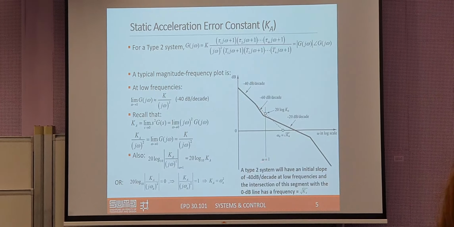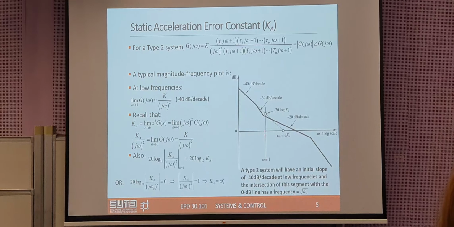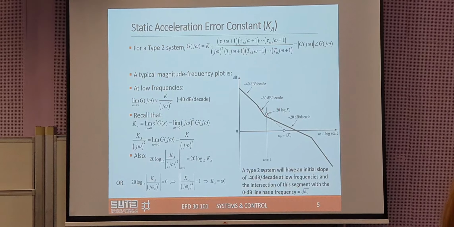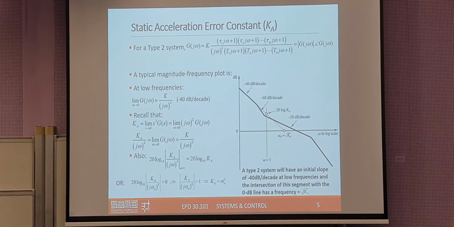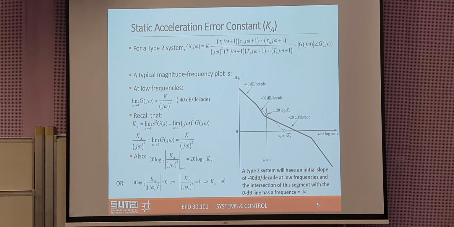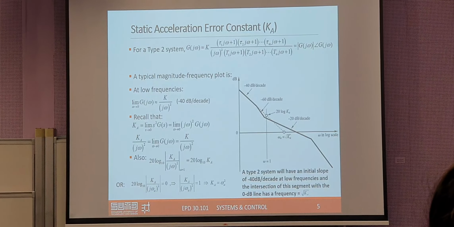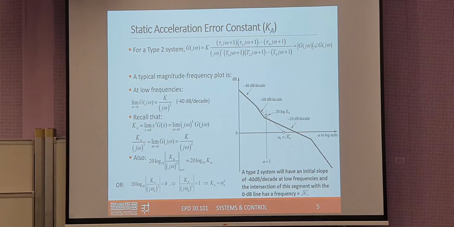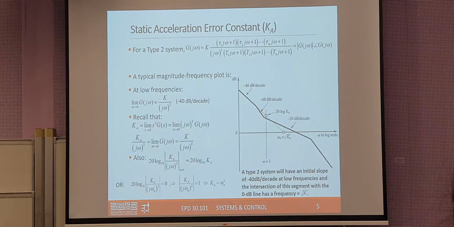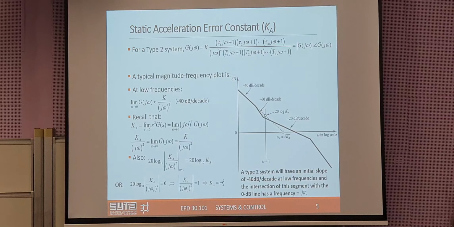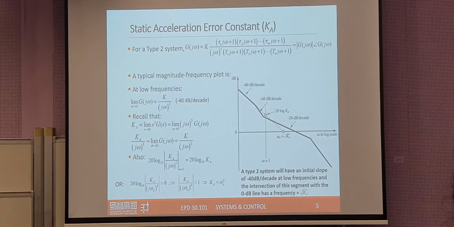The other way is you find omega 1, find the intersection to this initial minus 40 dB value, then this value will be 20 log Ka instead of Ka. Both methods you can recover Ka, or the static acceleration error constant. If you've forgotten what this means, you can go to the system type notes and refresh your memory of what Ka, Kv, Kp means.